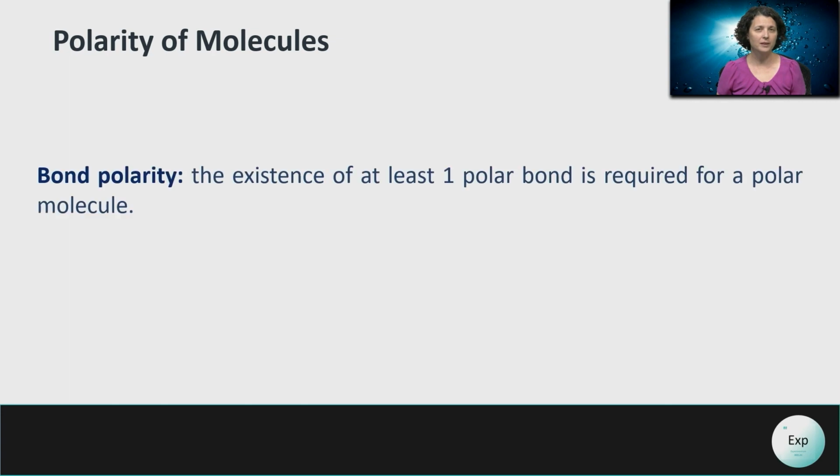First, it is going to be the bond polarity. If we have at least one polar bond in the structure of a molecule, the molecule could be polar, but it's not necessary that it is.